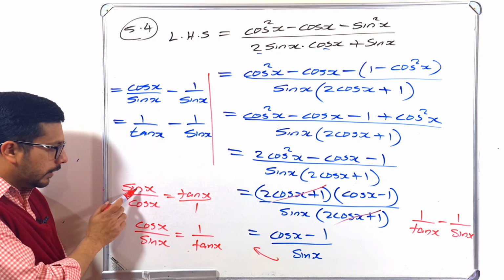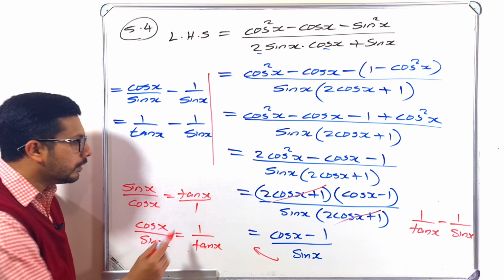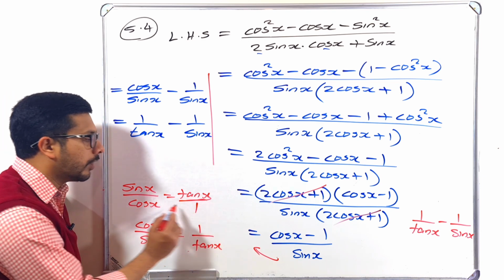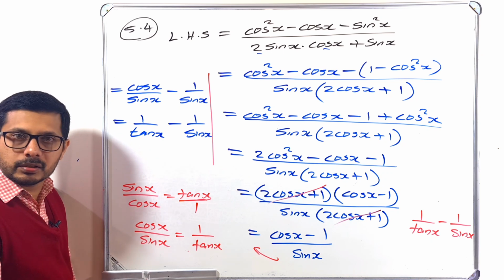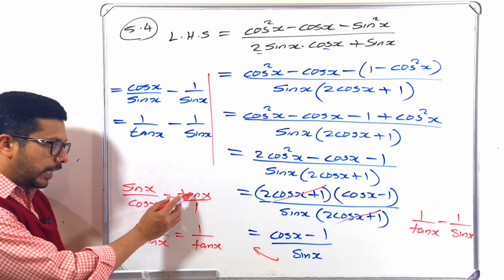Listen once more, sin x by cos x is tan x. So tan x is the same as tan x divided by 1. What is tan x by 1? This is tan x. It didn't make any difference. Okay, so sin x by cos x is tan x by 1.